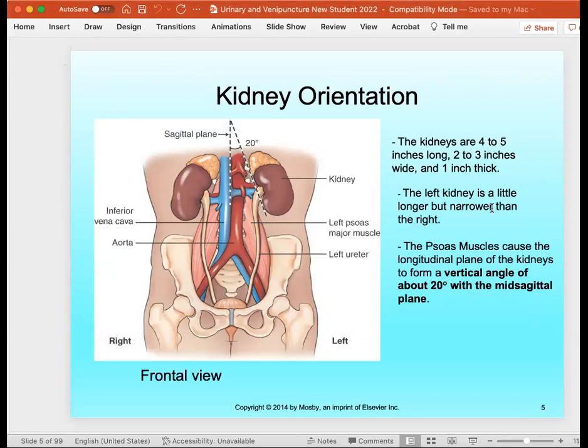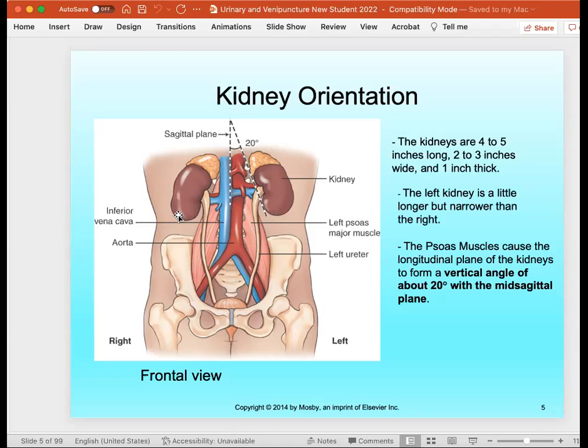The kidneys are 4 to 5 inches long, 2 to 3 inches wide and 1 inch thick. Again, the left kidney is a little longer, but narrower than the right. As you can see with this angulation, we have the mid-sagittal plane, and then the kidneys are going to be at a 20-degree angle from that mid-sagittal plane. So they go medial to lateral, right?